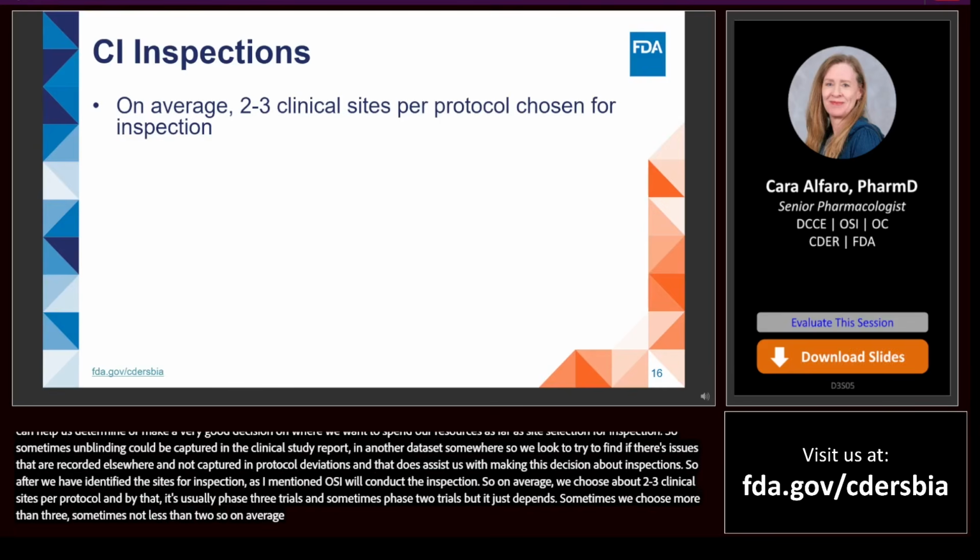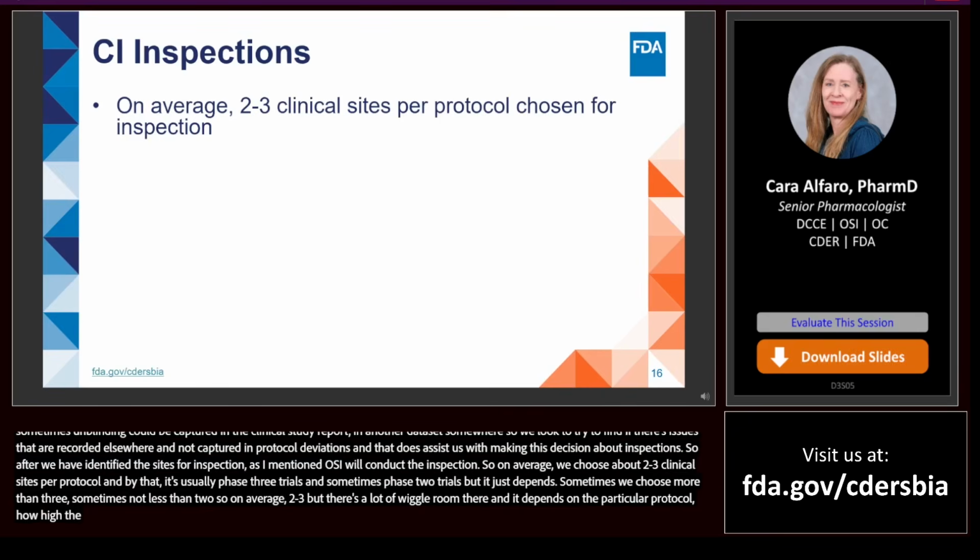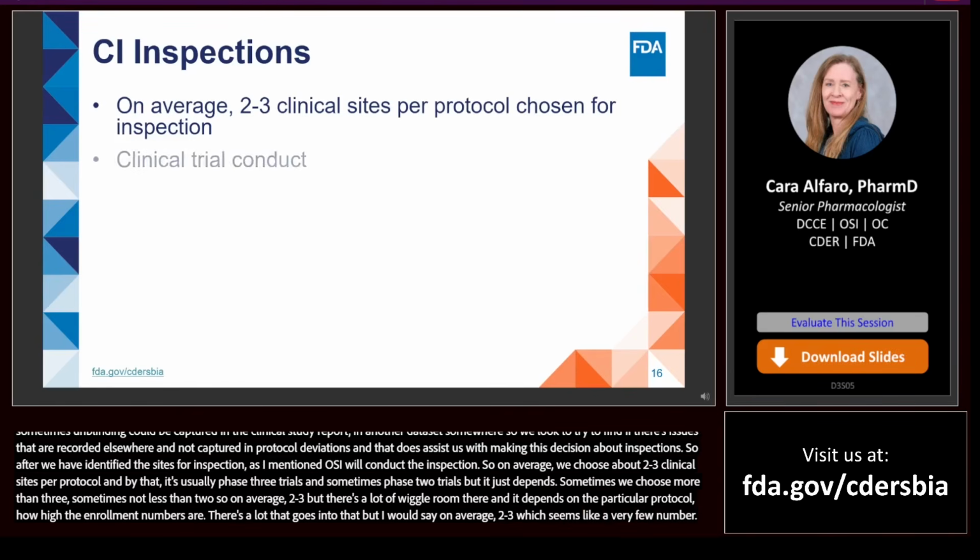And it really depends on the particular protocol, how high the enrollment numbers are, et cetera. So there's lots of things that go into that, but I say on average 2 to 3, which seems like a very small number of sites if you look at how many sites usually enroll in clinical trials, especially phase 3 studies. So it is a small snapshot. It is only usually 2 to 3.